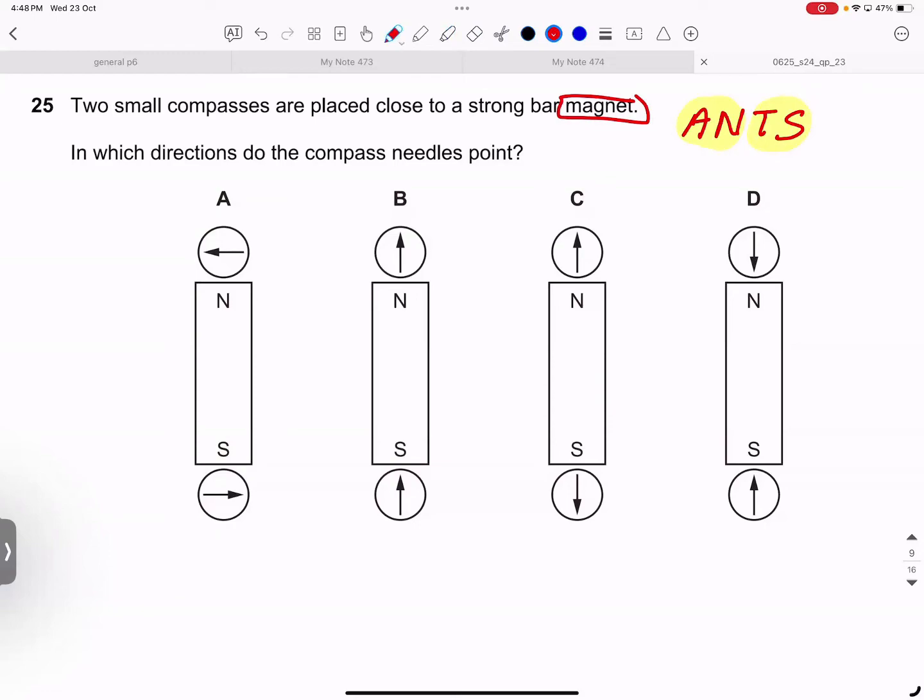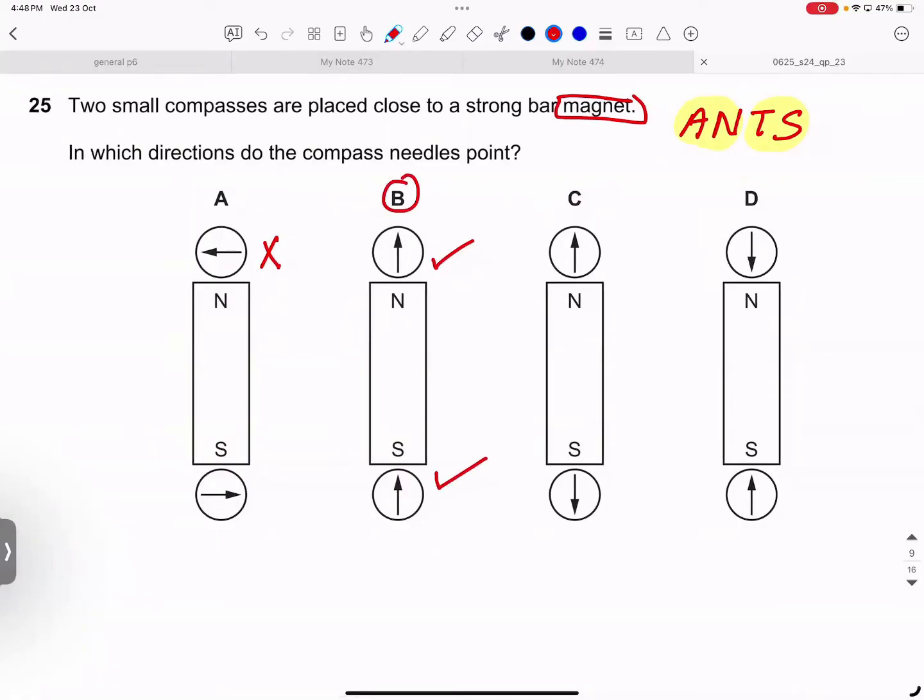Away from north. Is this away from north? Yes. Is this towards south? Yes. Option is B. The wrong ones I just crossed. ANTS, A-N-T-S, A-N, away from north, T-S, towards south. Correct option, B.